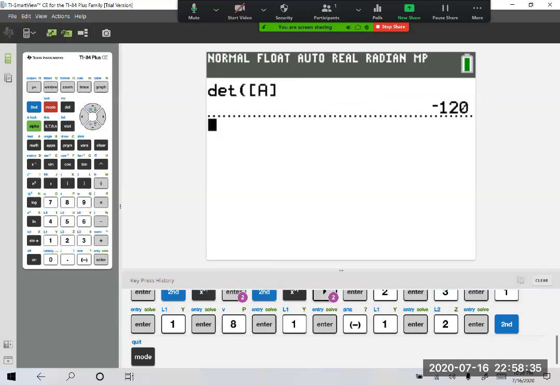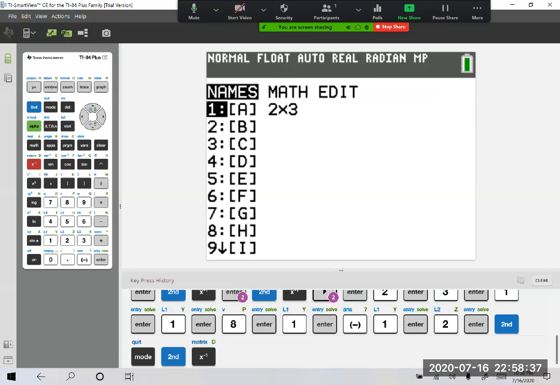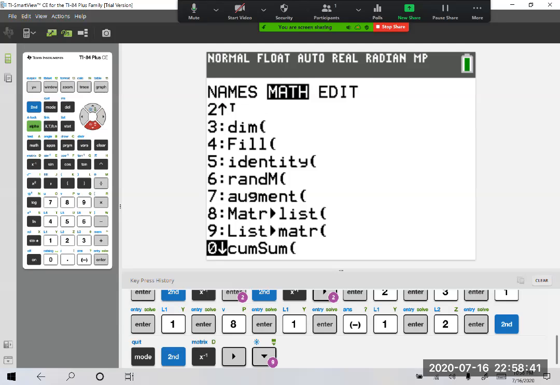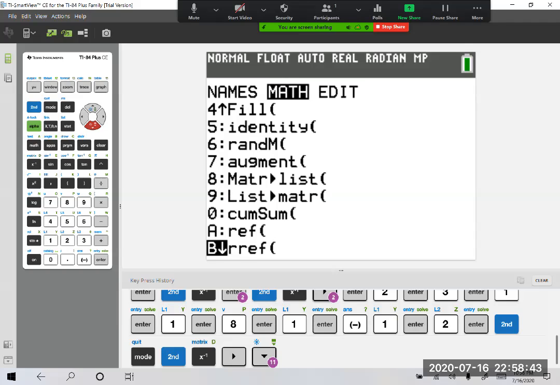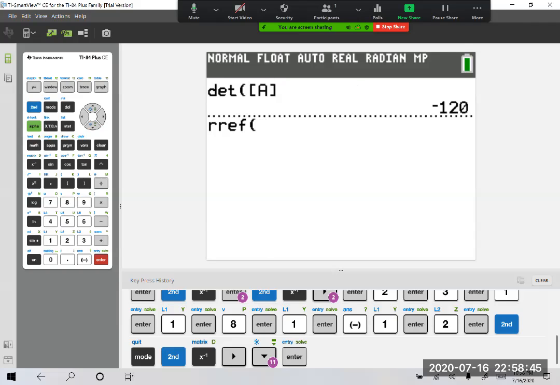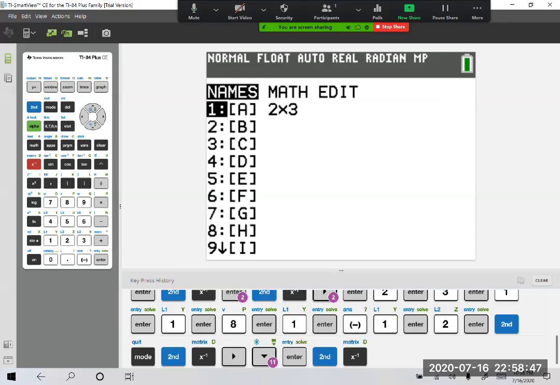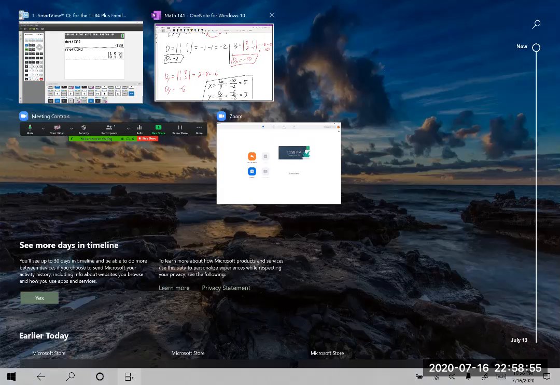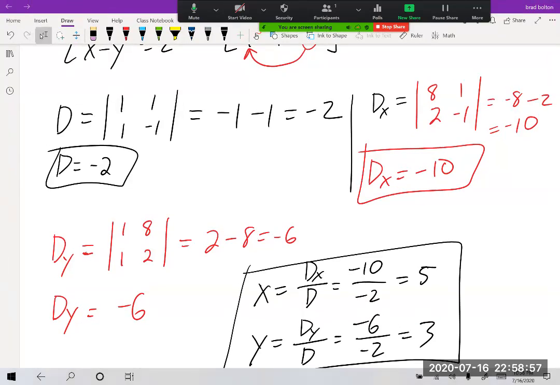And I get out of here, and I'm just using the old-fashioned way. I'm going to use second matrix, and then go all the way down to RREF, reduced row echelon form of matrix A, and I get x is equal to 5 and y is equal to 3, the same as what Cramer's rule told me. So again, both of these methods are doing the same thing. They're finding the solutions. I know x is 5, I know y is 3.